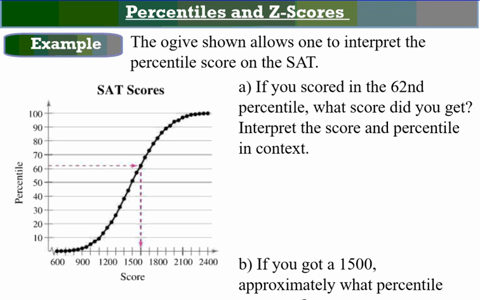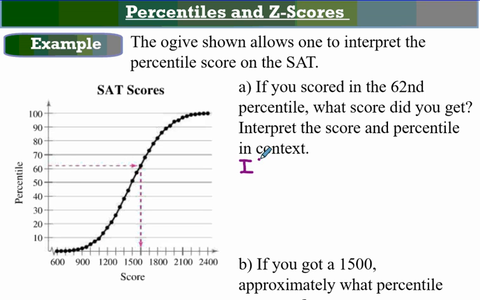The ogive below, or cumulative frequency distribution, shows how one could easily determine the percentile and the score that it relates to on the SAT. If you scored in the 62nd percentile, what score did you actually get? Well, that's denoted in the graph shown by the dashed line. So the 62nd percentile here, I can see relates to a score of, each of these individual tick marks goes up by hundreds, so that would relate to a score of 1600.